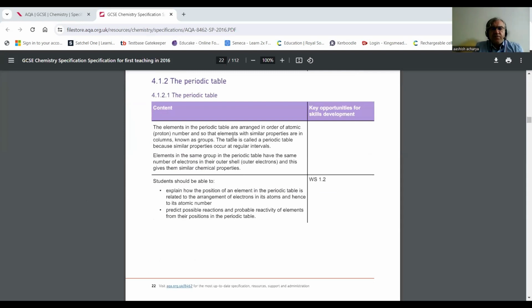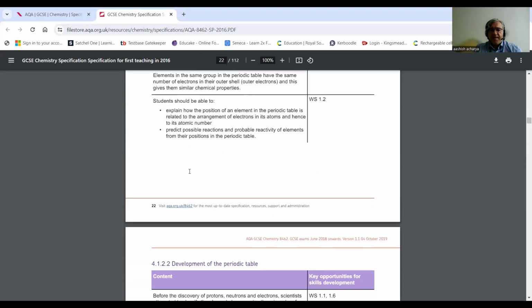The periodic table is arranged in order of atomic number, and the elements with similar properties are in columns known as groups. Now, this idea is going to be really important. When we say similar properties, that means both chemical and physical. So that means how they react with, say, oxygen or chlorine, or how they dissolve, through to physical properties such as what temperature they melt or boil. And there is a very important thing here when it comes to the development of this. So let's move on to that.